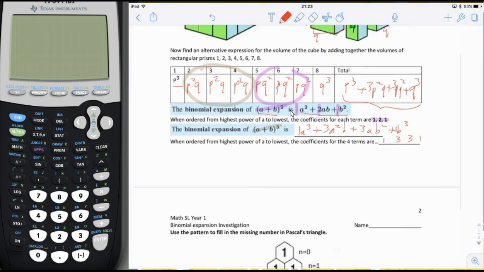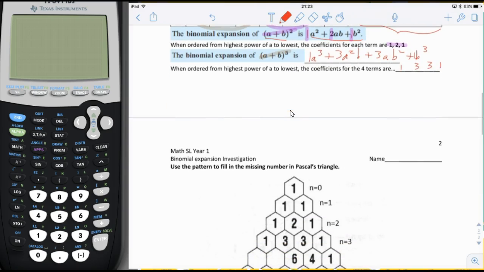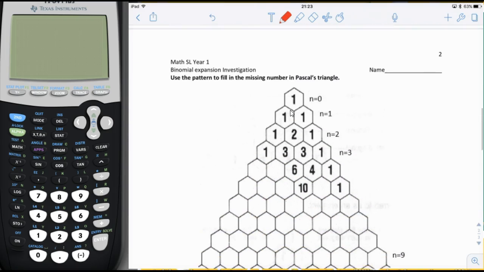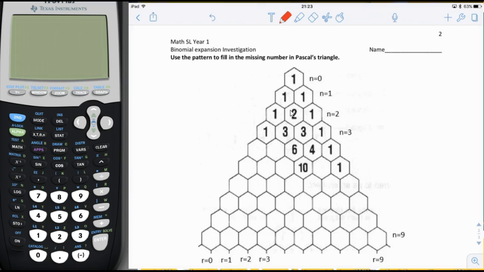Next page. Use the pattern to fill in the missing numbers in Pascal's triangle. Okay, so I'm sure you've seen Pascal's triangle before. In Pascal's triangle, you could find the next row of numbers by adding up the two numbers above it. So for example, 3 plus 3 is 6, 3 plus 1 is 4, 1 plus 0 is 1, 1 plus 4 is 5, 4 plus 6 is 10.